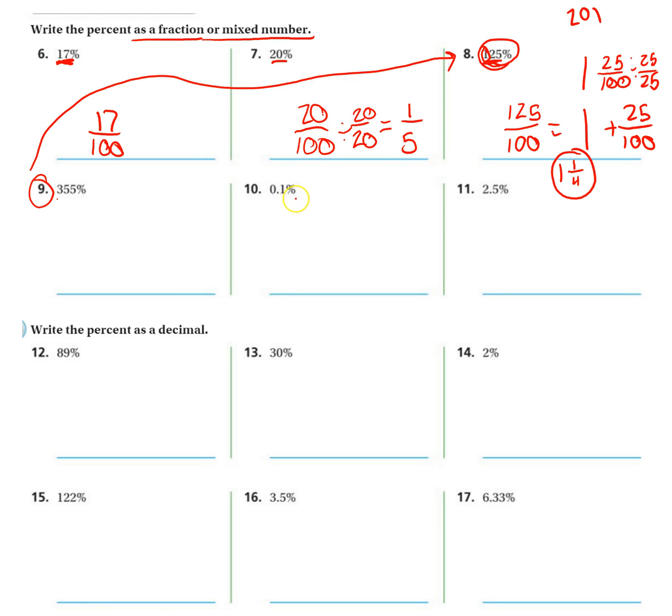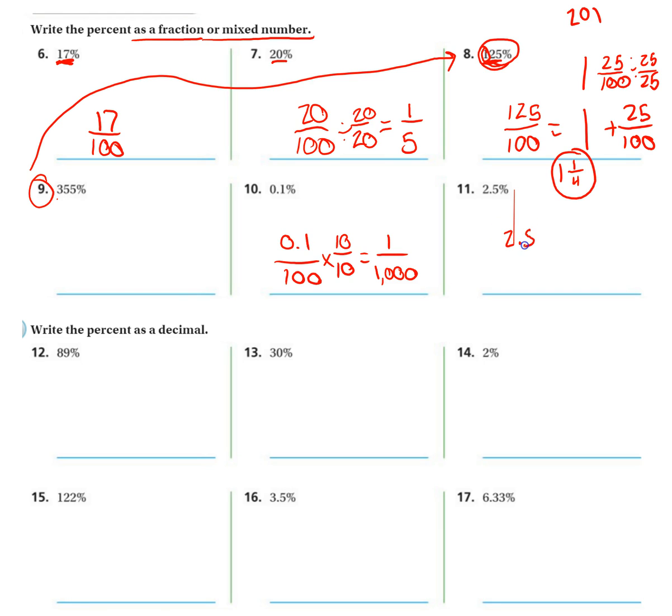Okay, here 0.1%, 0.1 over 100. But then we don't want to leave a decimal. Since I want to move the decimal to the right, I'm going to multiply by 10. If you want to move the decimal to the right, you multiply. If you need to move the decimal to the left, you divide. So I'm going to multiply. 10 times 0.1 is 1, and 10 times 100 is 1,000. So that one's done.